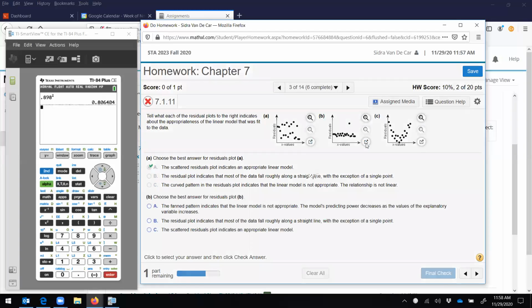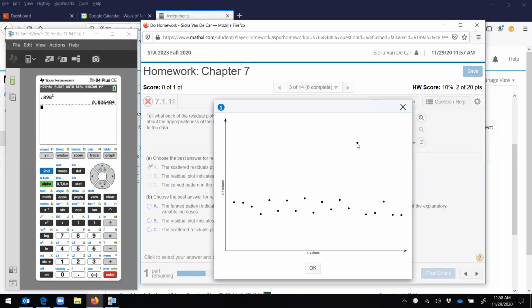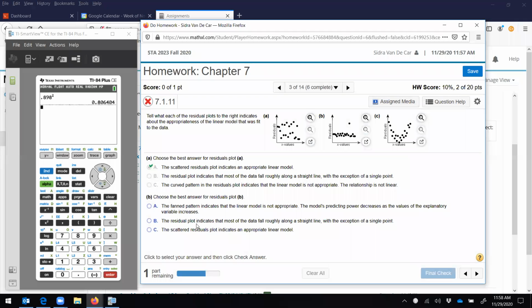Now for B, notice that everything's down here except for that one residual point that's way off from the prediction. But otherwise, they're falling in a line, right? So the residual plot indicates that most of the data fall roughly along a straight line with the exception of a single point.